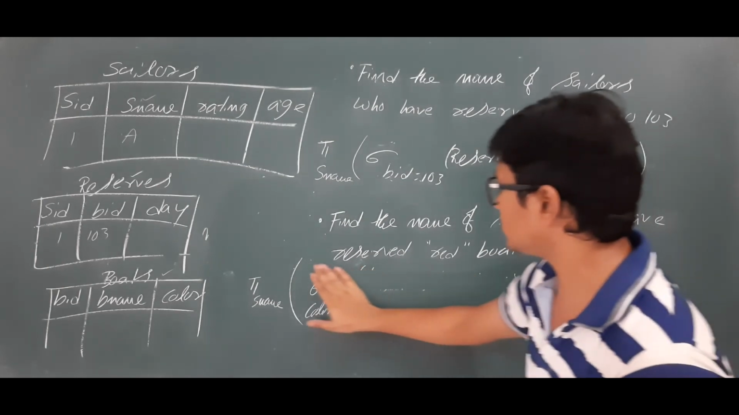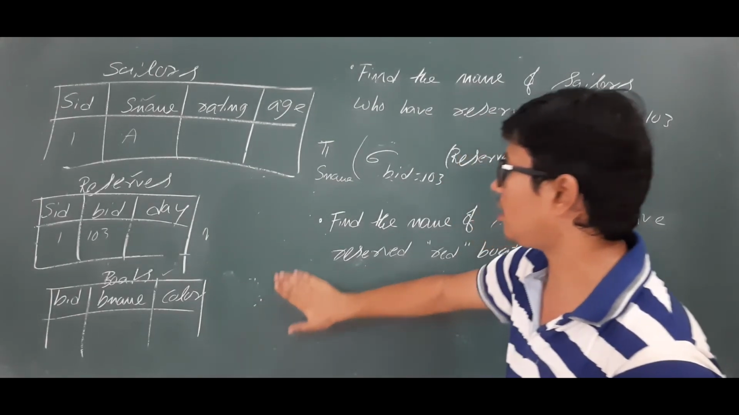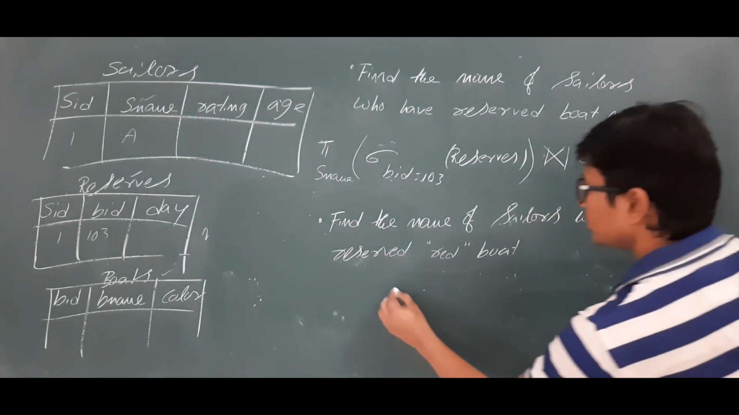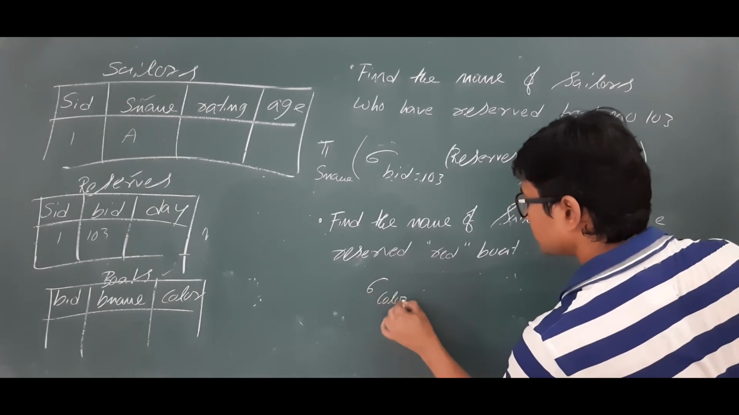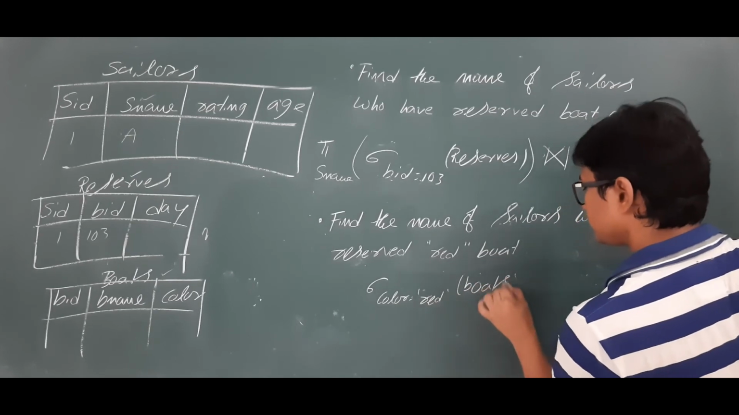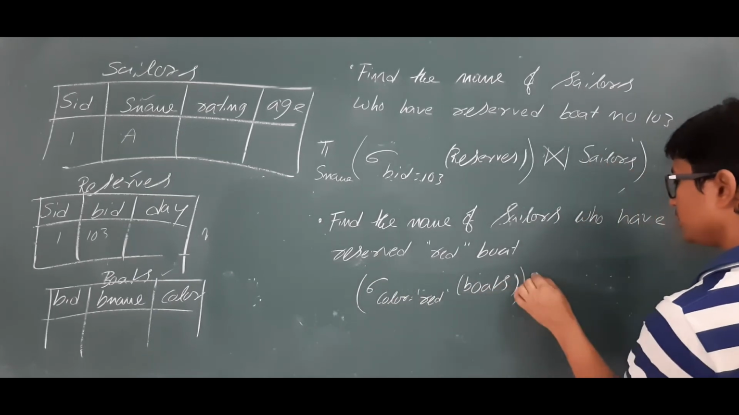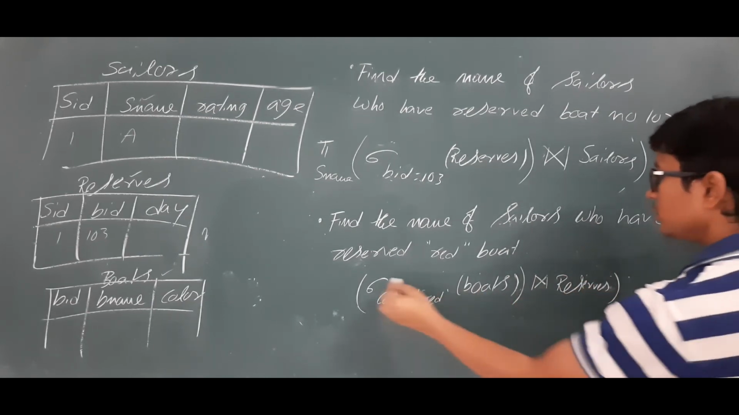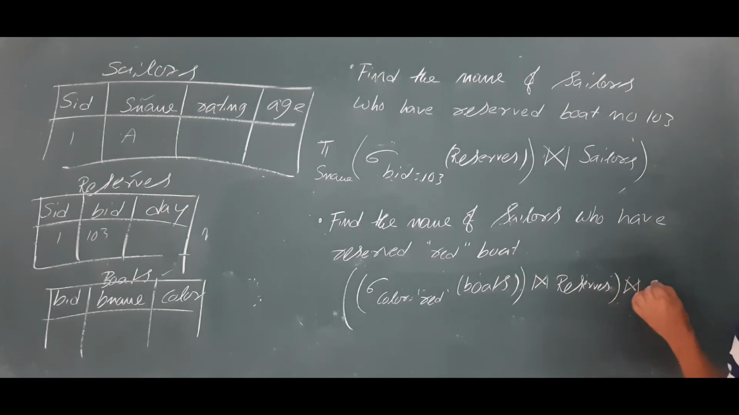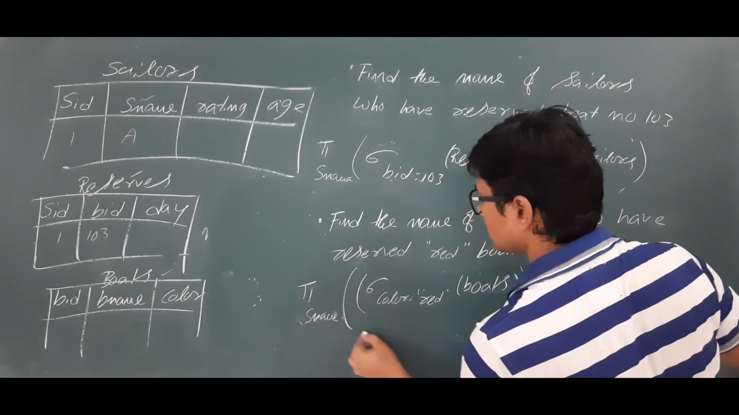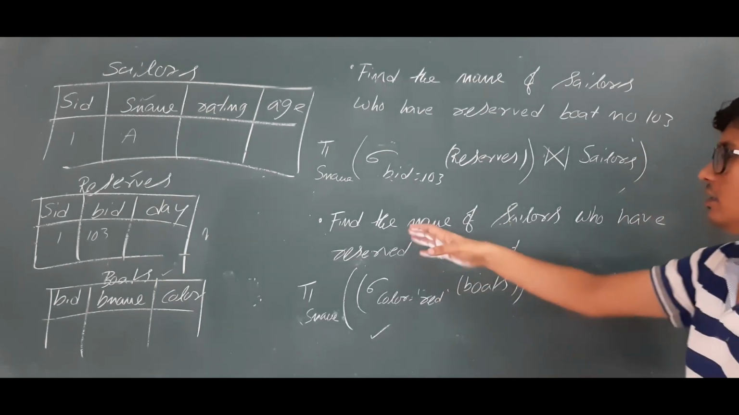Why can I say that? Instead of applying the natural join with all the tuples in this table and then this one, you first identify the tuples whose color is equal to red, that is, boat color equal to red from the boats table. With those values, you apply the natural join with the reserves, and to that you apply the natural join with the sailors. To that you apply the projection operator. So this is an efficient relational algebra expression for the given query.